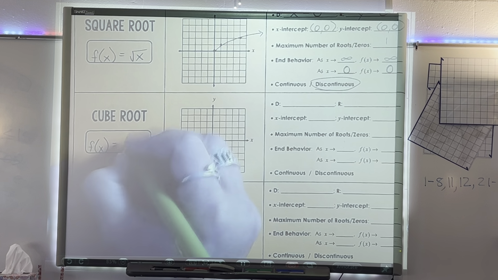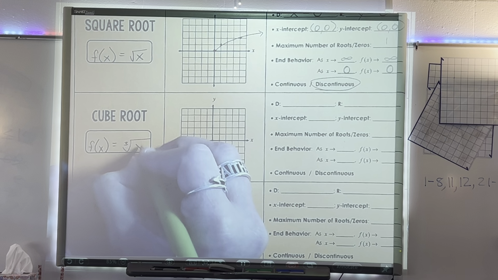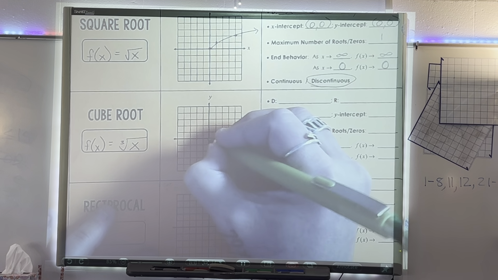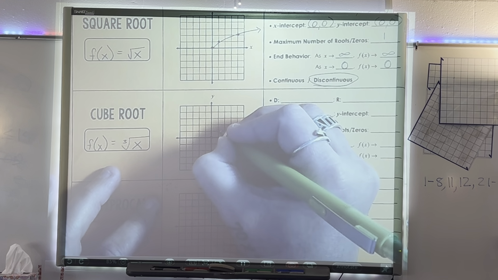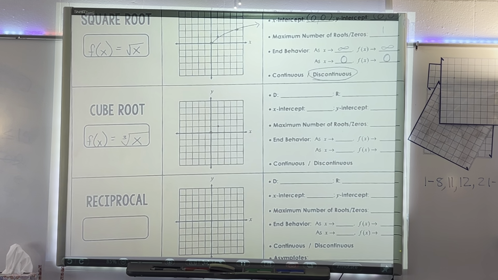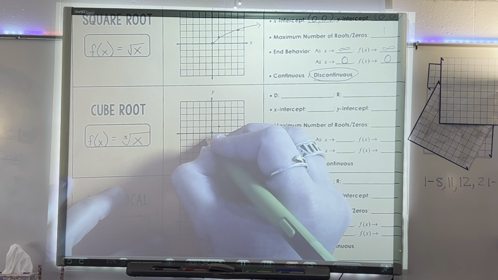f of x is equal to the cube root of x. Okay, so here if I take the cube root of 0, still 0. The cube root of 1, still going to be 1. Cube root of 2 is not nice. The next cube that I can take is 8, which I don't have. But I can take the cube root of a negative. Because if I have negative one times negative one, that gets me positive one, right? But then if I multiply times negative one again, it gets me back to negative one. So it's okay to take the cube root of a negative.